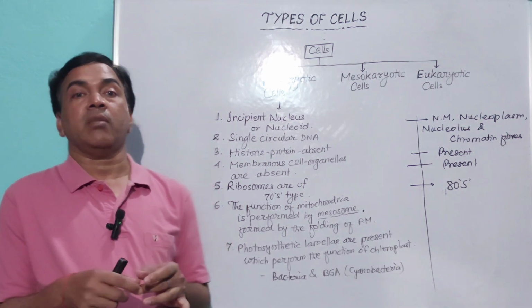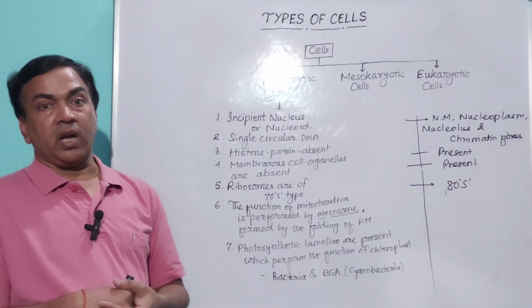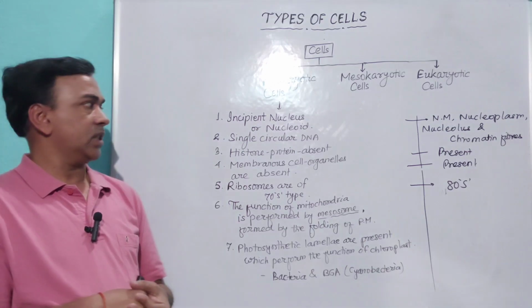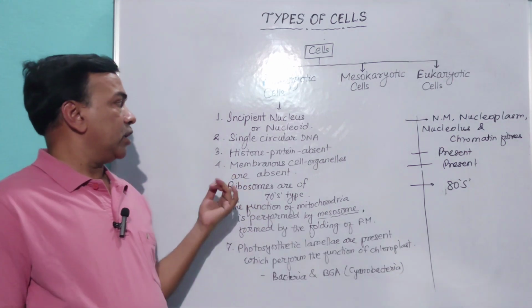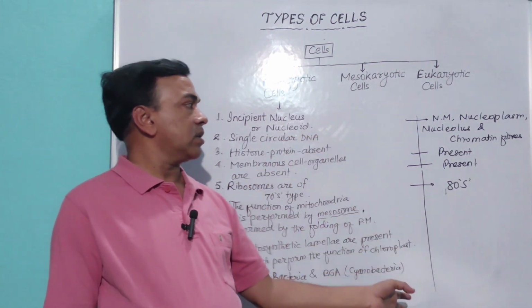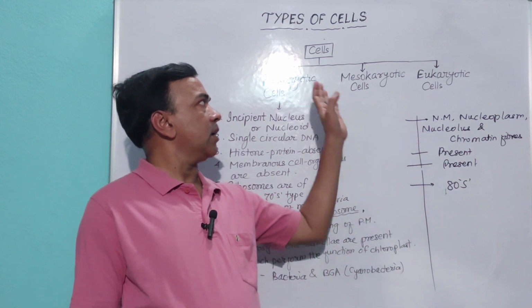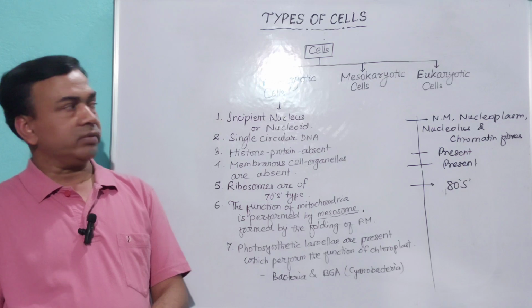Unicellular organisms having large flagella are called dinoflagellates. So mesokaryotic cells lack histone protein, but all the characters of eukaryotic cells are present in mesokaryotic cells. Examples are dinoflagellates.